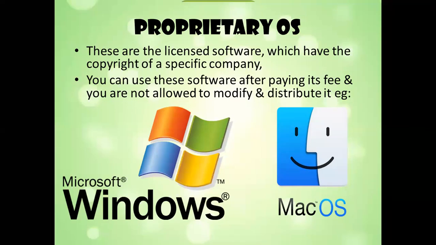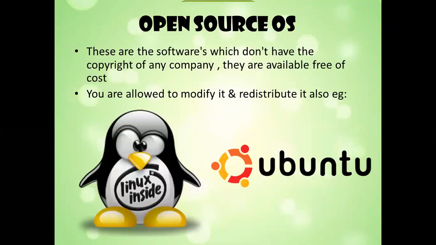Okay, so these softwares you can get by paying a certain fee, and you are not allowed to modify and redistribute it. Open source softwares don't have any copyright of any company. It is available free of cost on the internet. You can modify the coding and you can redistribute it also. So these are the two examples, Linux and Ubuntu. These are the two open source operating systems.